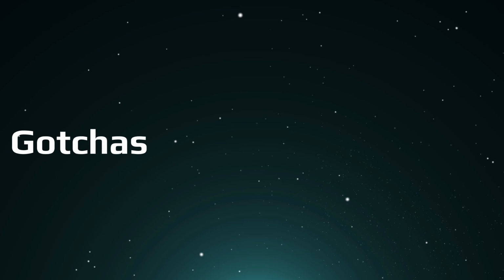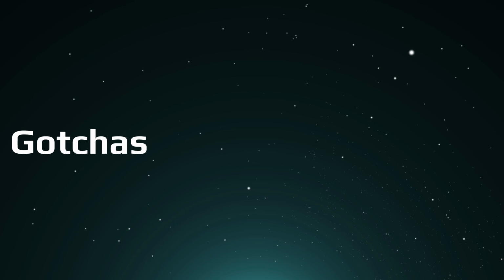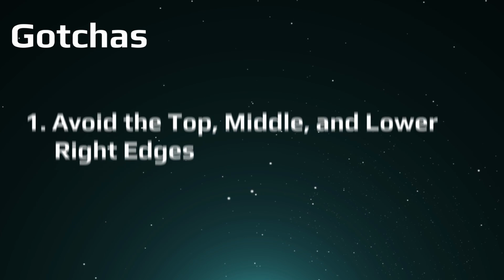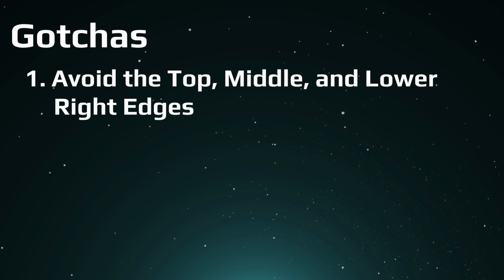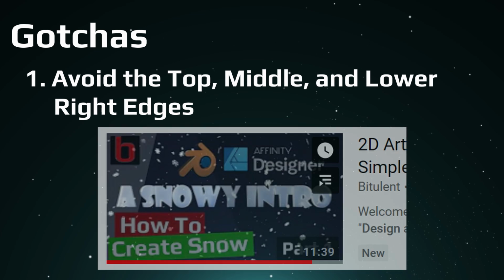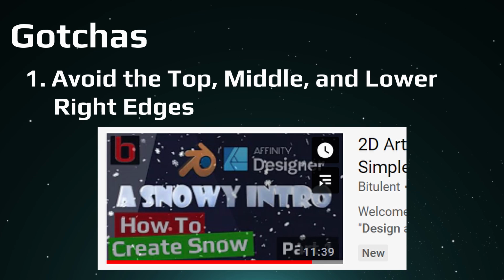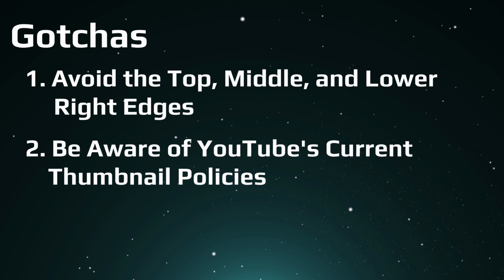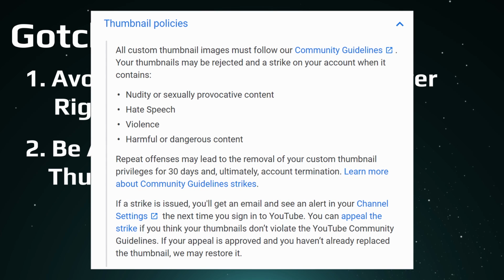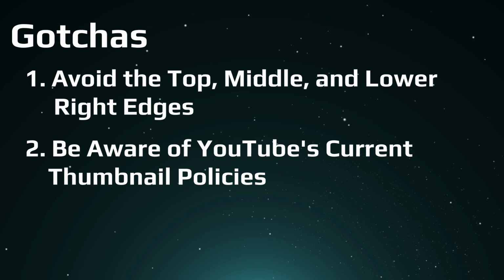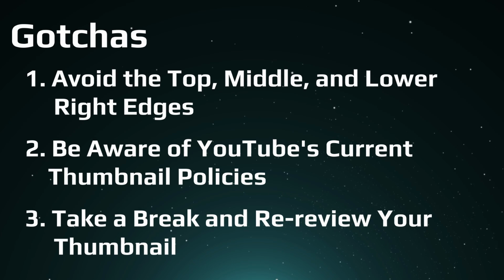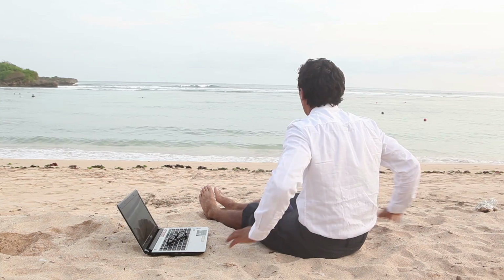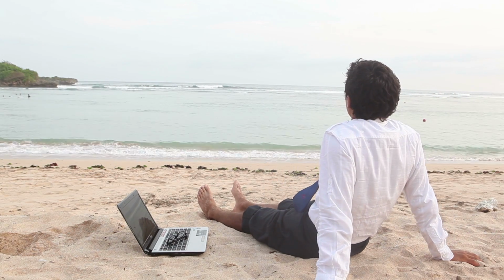There are a few gotchas to also consider when you are creating thumbnails. First, be careful not to put anything relevant in the top right, middle right, or lower right edges of your thumbnail. This is where YouTube currently puts pop-up text for viewers to give information and certain details about your video. Second, be aware of the thumbnail policies so your thumbnail won't get rejected and you won't get a strike on your account. And finally, take some extra time when you create your thumbnail and re-review it 15 to 30 minutes after you feel like you have it where you want it to be.